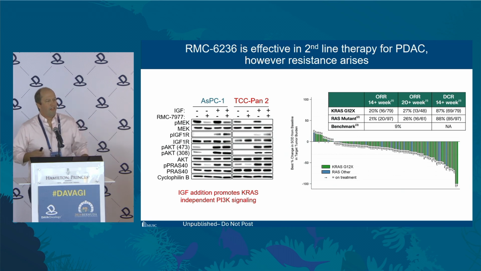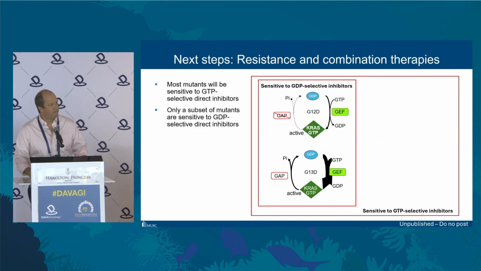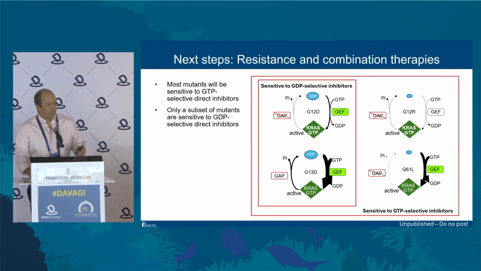So I think that combination therapies are going to be necessary to inhibit all of these pathways because RAS doesn't always do everything we think it does. With that, just to highlight again, GTP inhibitors are going to inhibit lots of the RAS mutations, whereas the GDP inhibitors will inhibit only a select few at a time.